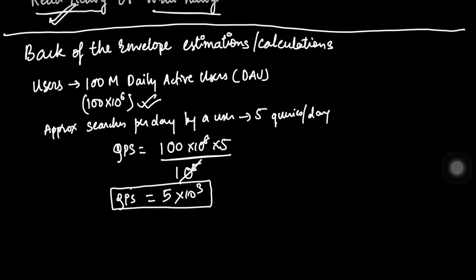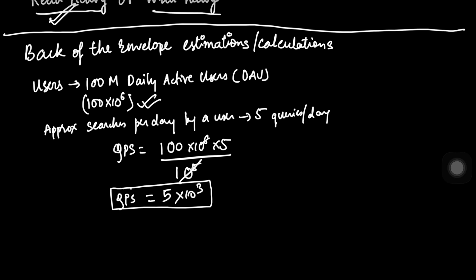Okay, so now that we have completed the functional and non-functional requirements, let's run the numbers to see the load we are dealing with. This is nothing but back of the envelope estimations or calculations. So imagine we have 100 million daily active users, and let's say each user performs just 5 searches a day, that's 500 million requests. When you break that down, we are looking at roughly 5k queries per second.